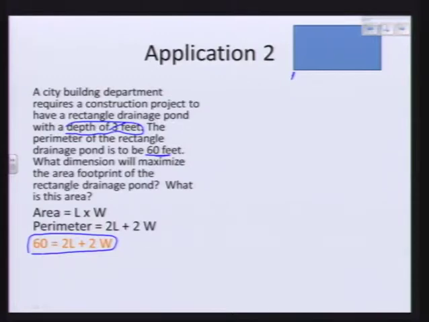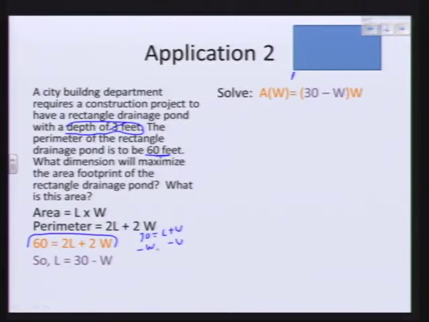Well, let's rewrite that equation so that we have L is equal to 30 minus W. Basically what I did was divide everything through by 2. So I divide by 2 and get 30 is equal to L plus W, and then I subtracted W from both sides of the equation. And I end up with L is equal to 30 minus W. Now, how's that going to help me?